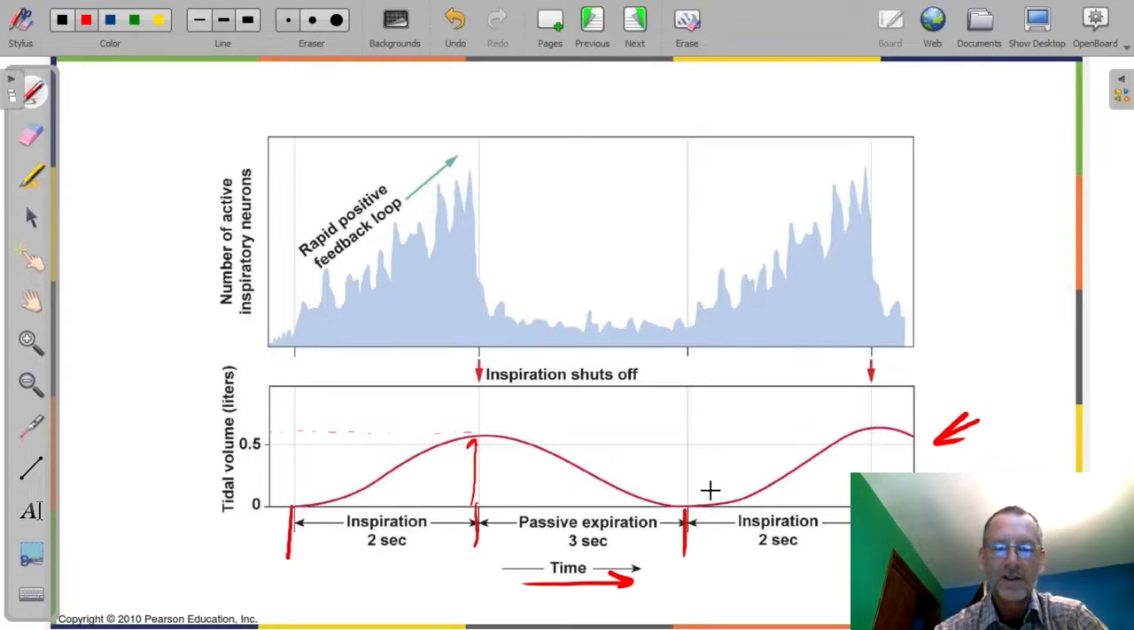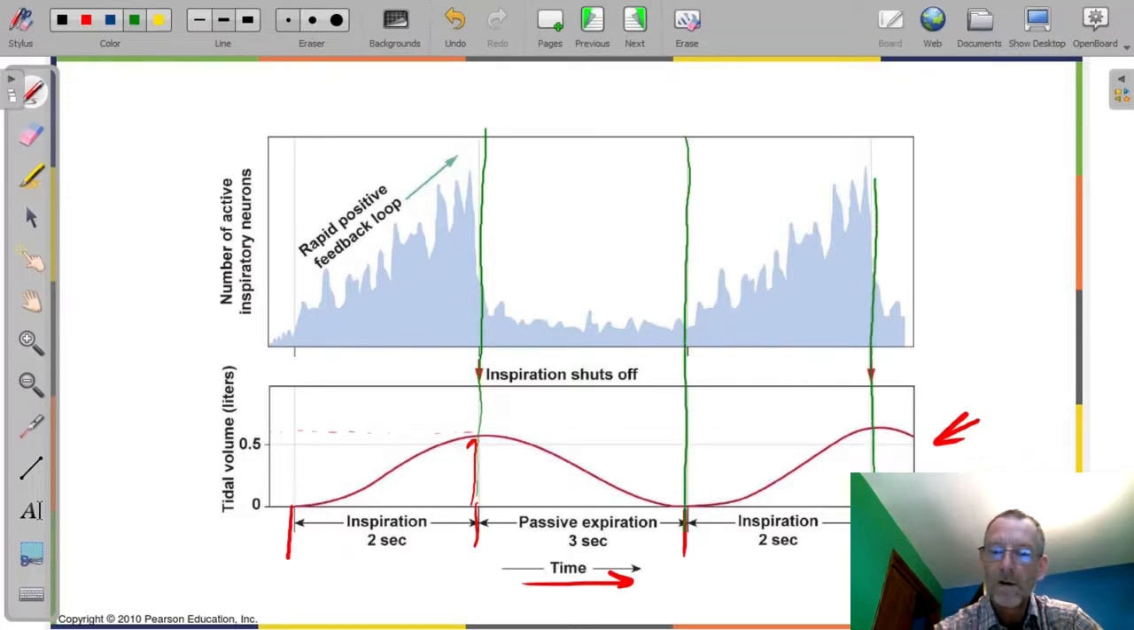That's pretty straightforward. What does the upper panel show? Well, it's the same time frame. So we have inspiration on the far left, expiration, inspiration, expiration. Okay, and what does the vertical axis show? Well, it's the number of active inspiratory neurons. So these are nerves going to what? The inspiratory muscles. So what are the inspiratory muscles?